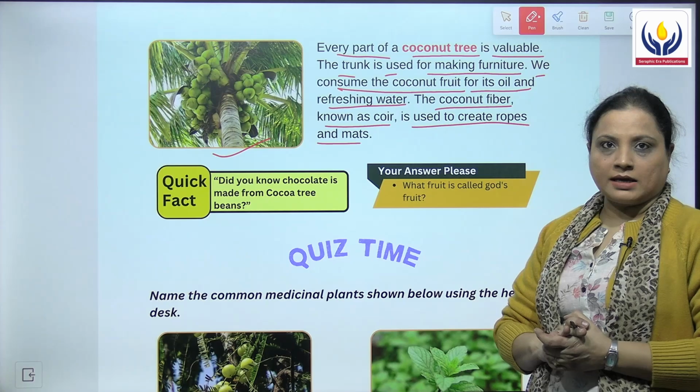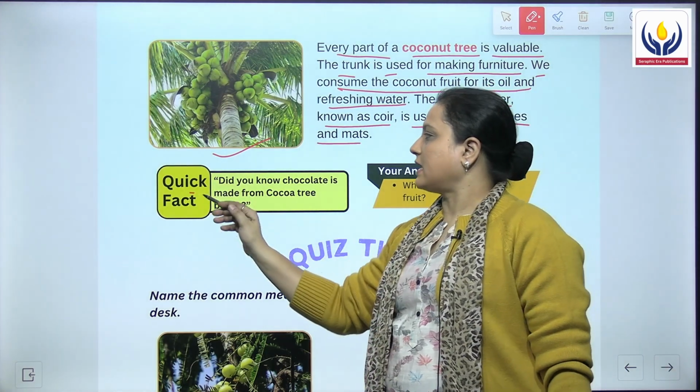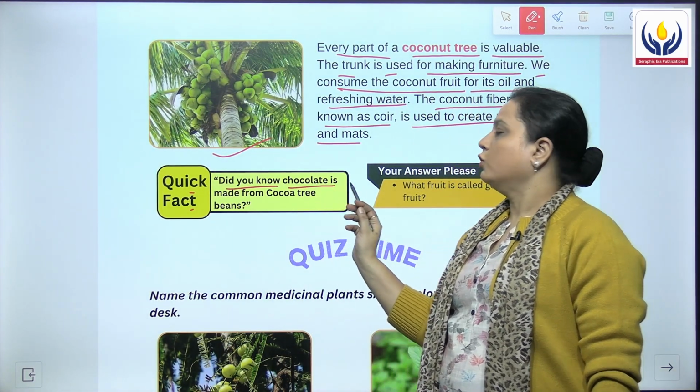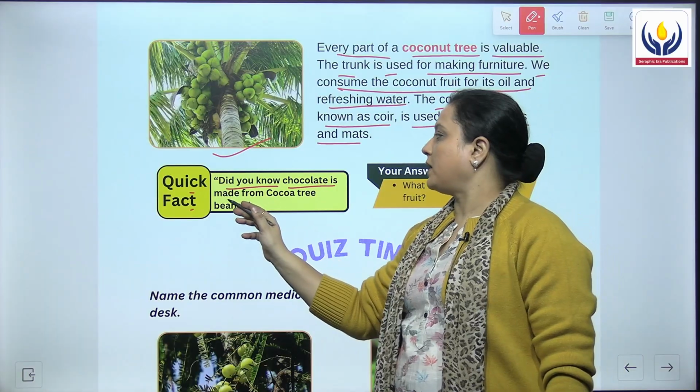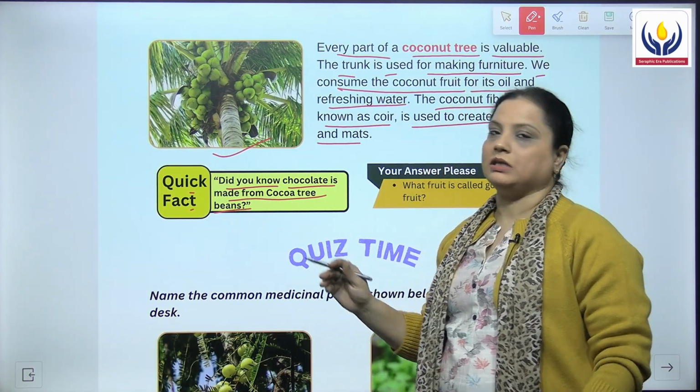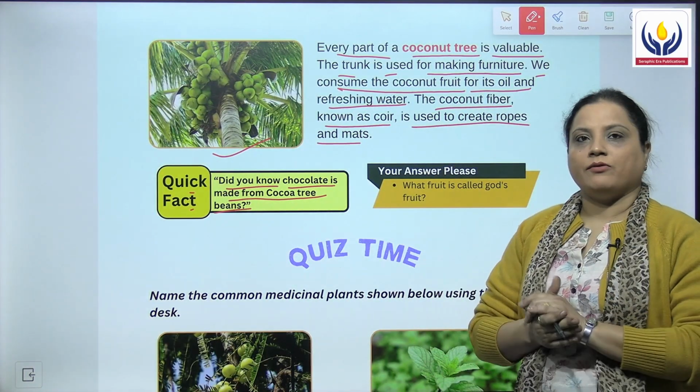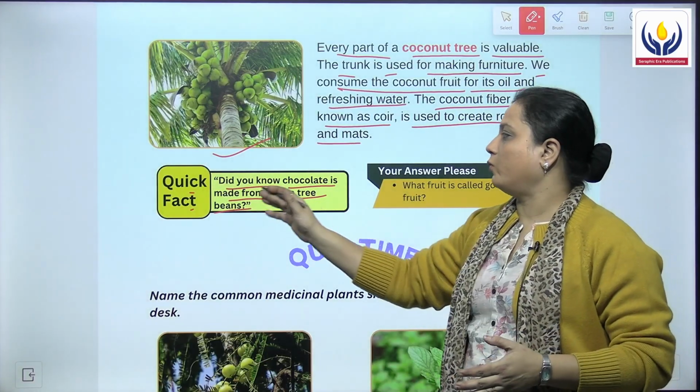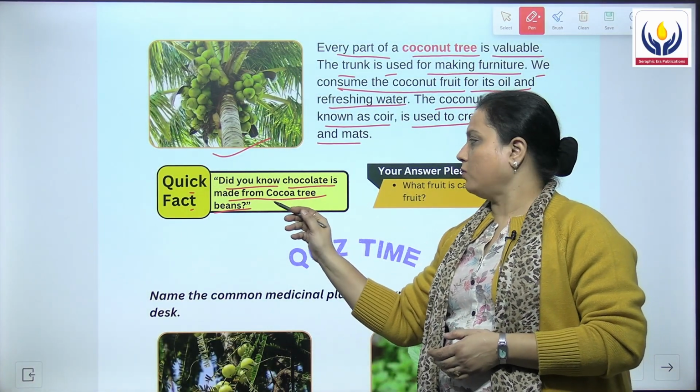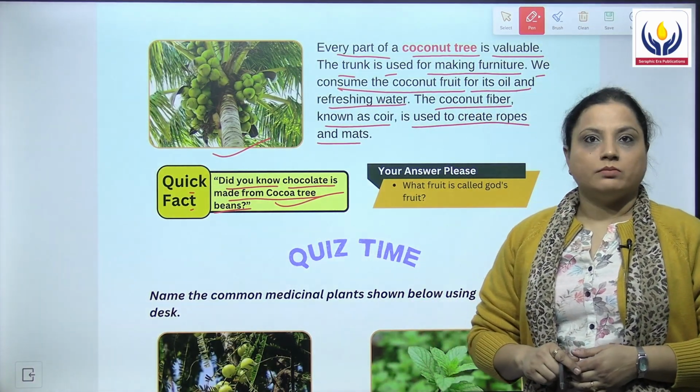Now quick fact again given over here, and it says that did you know chocolate is made from cocoa tree beans? So our favorite chocolate, it is made from which tree? It is made from cocoa tree beans.